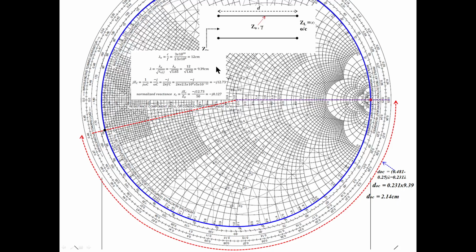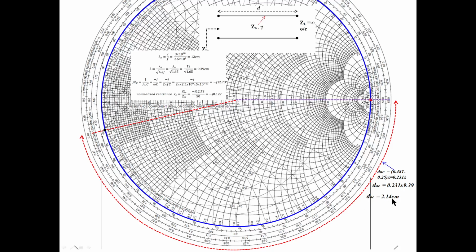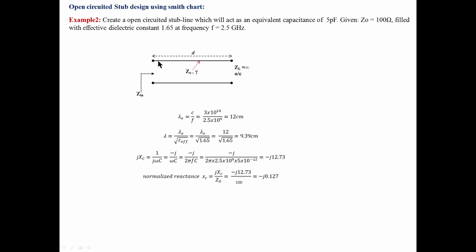Okay, 2.14. Then the input impedance is a capacitance with a value equal to 5 picofarad. What is the length? This 2.14 centimeter from here to here. To get this value of capacitor, adjust the length equal to this and the characteristic impedance equal to this. Then this line behaves like a capacitor of 5 picofarad at 2.5 gigahertz.